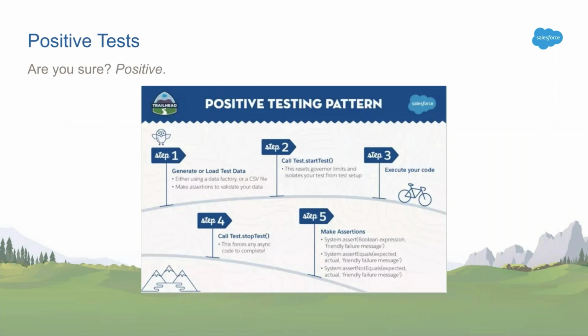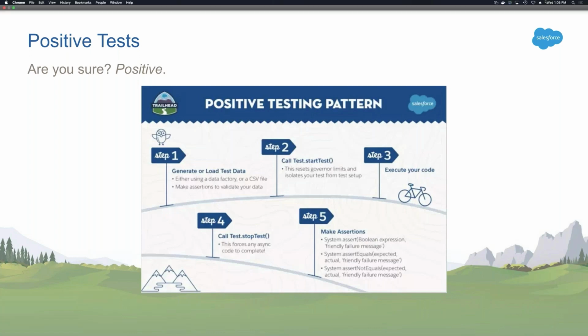Melissa, you want to tell us all about positive tests? Sure, Kevin. Hello, everyone. The great thing about positive tests is that you're expecting a good outcome. We start there and we feed good data to it, which means that as your first step, make sure you're using brand new data in the test class, not any data from your org. So you might want to use a data factory or a CSV file so that you can make assertions to validate your data. Then, after you've created your data, you're going to want to call test.startTest.